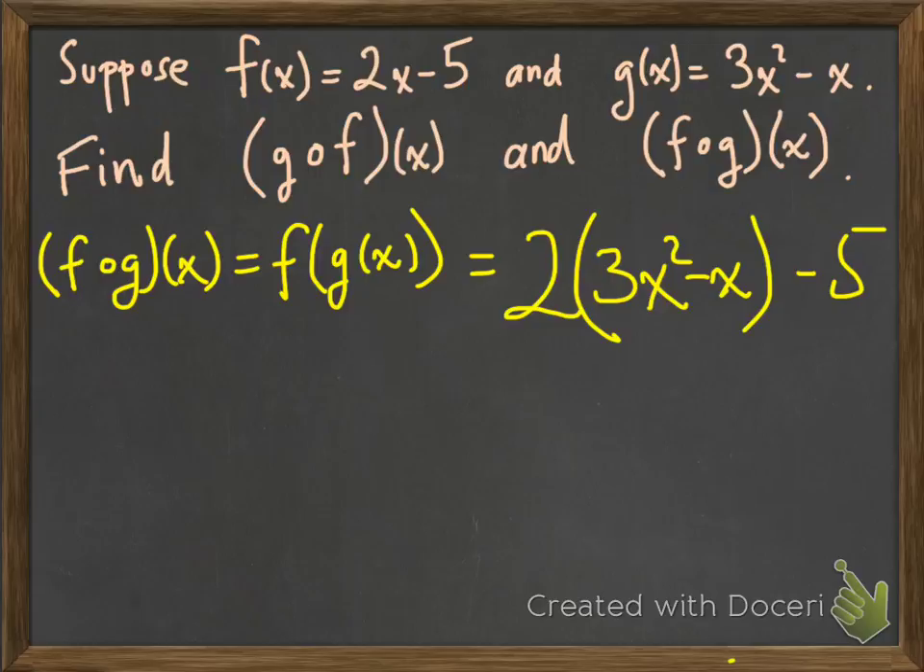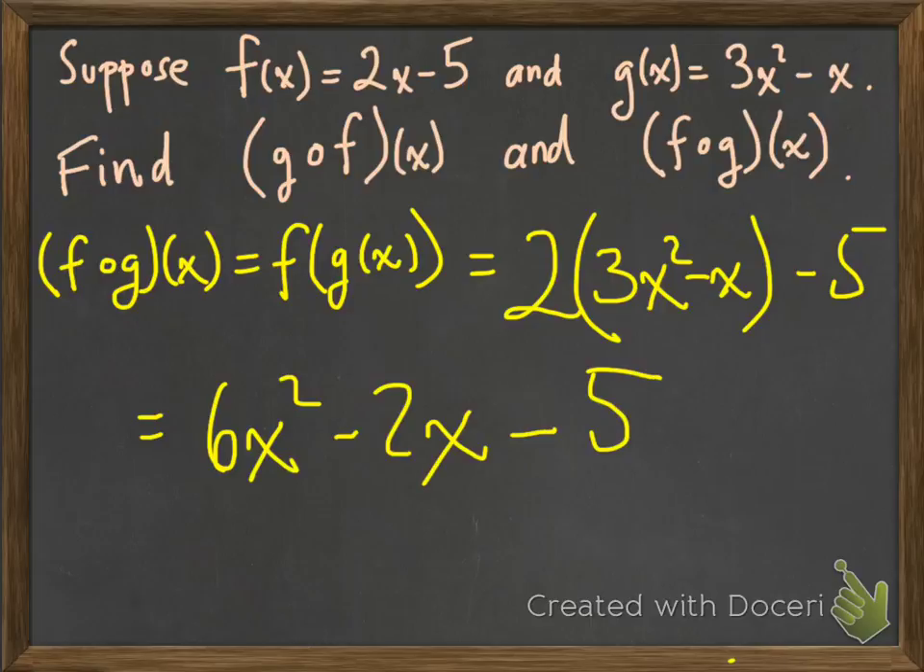If we switch this around and do f of g of x, or f circle g of x, and rewrite that as f of g of x, we can see that that's going to use g of x as the input into f. So that'll give us 2 times the quantity 3x squared minus x, minus 5. And that's a much simpler thing to figure out. 6x squared minus 2x minus 5. And in both cases, we end up with a quadratic function as our result. And so there you go. There's a couple of quick examples of function composition.